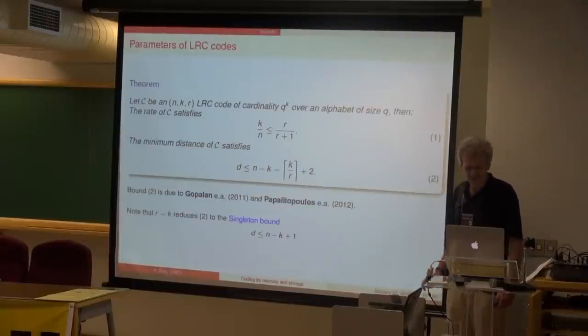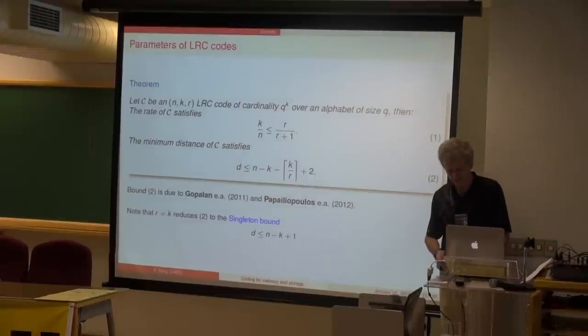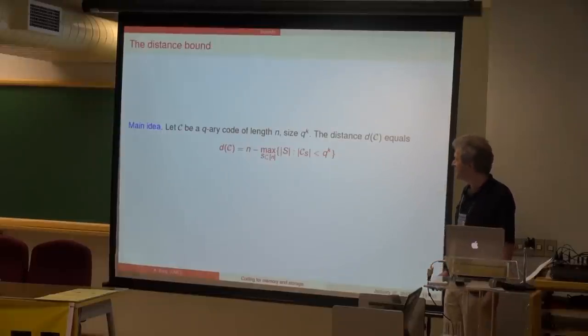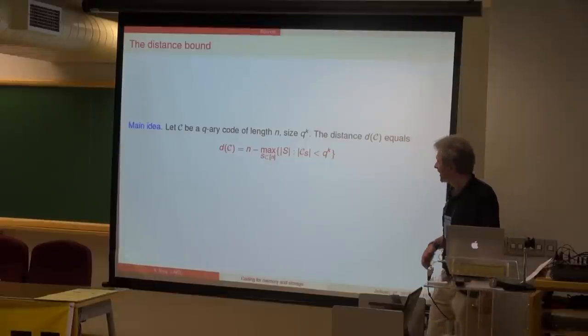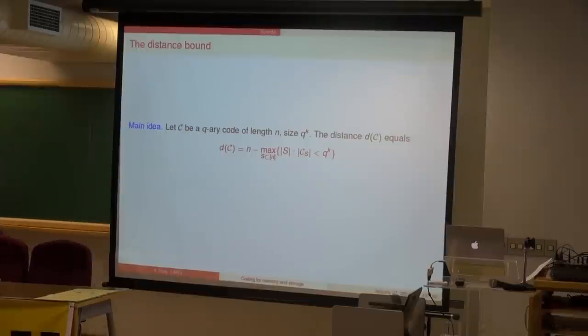It is interesting to see why this is true. Now, this happens as follows. The distance of the code can be expressed using this red formula up there on the slide. If we look again at the table of all the codewords, look at any pair of rows. Suppose they coincide in some subset of coordinates. Then, of course, the distance between them is n minus the cardinality of that subset.